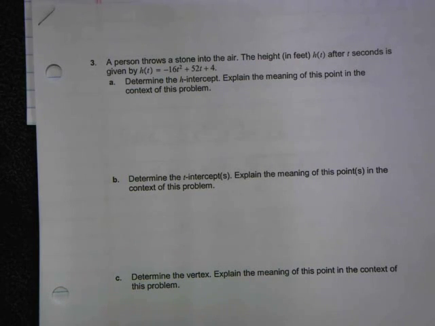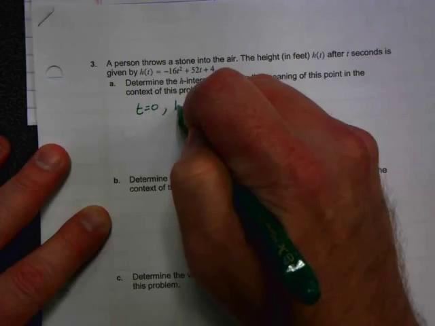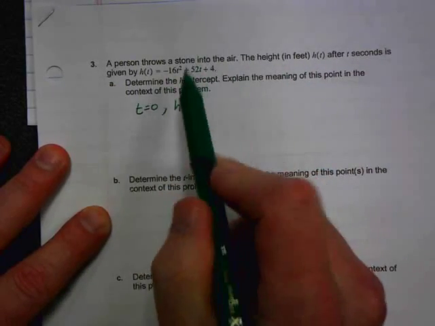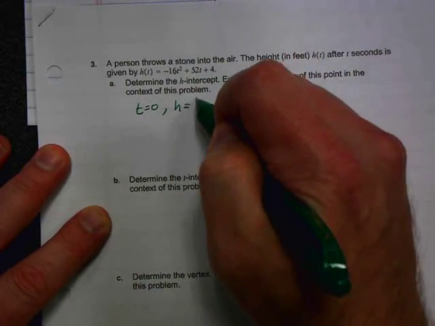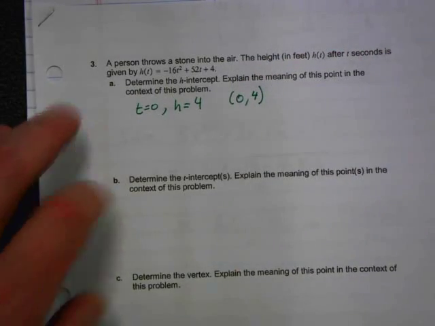It means the other letter is 0. If I ask for the h-intercept, the other letter has to be 0. So that means t equals 0. I plug 0 in, I like doing that. That's easy. 0 plus 4, that's 4. So my h-intercept would be the point 0, comma 4.